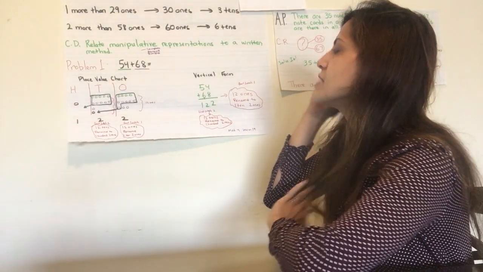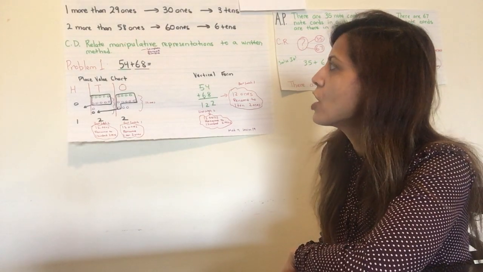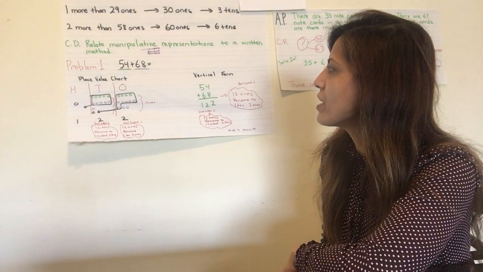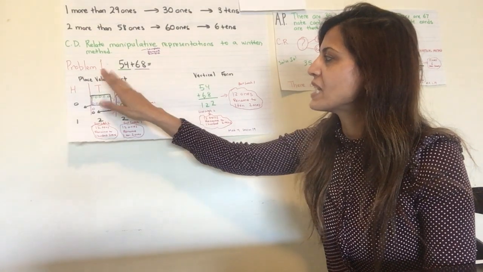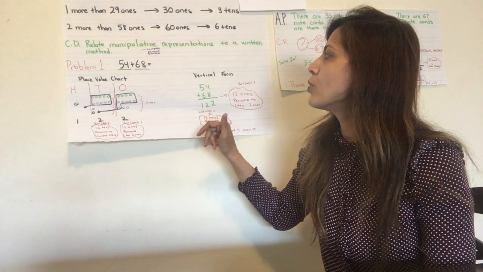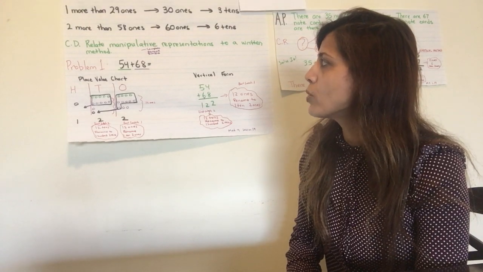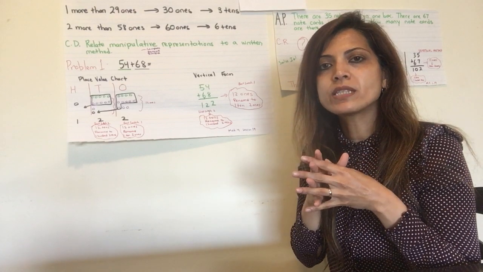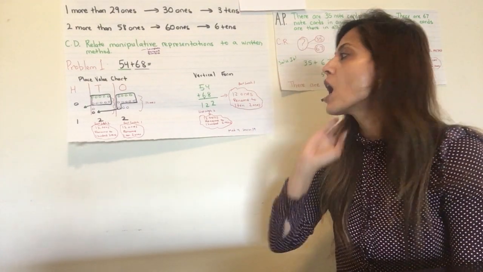Okay, good job. Today's conceptual development is relate manipulative representations to a written method. What does that mean? Basically, we're going to relate the place value chart method to the vertical way. And we're going to be doing 2-digit addition with composing, or again, renaming, bundling. That all means the same thing. Composing, unit switches.